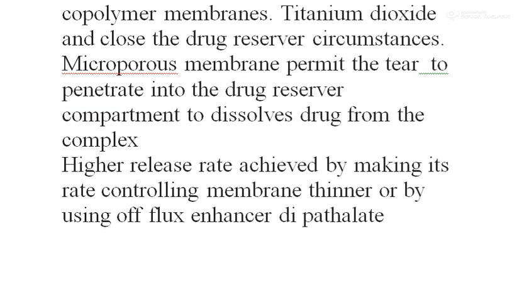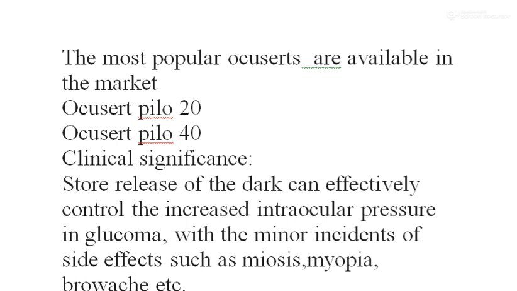So we can achieve a higher release rate of this kind of dosage form by making its rate controlling membrane thinner. If we thin the rate controlling membrane, we can get the higher release rate, or by using a flux enhancer, diethyl phthalate, we can enhance this release rate, increase it, and then the effectiveness also increases along with it. The most popular Ocuserts are available in the market.